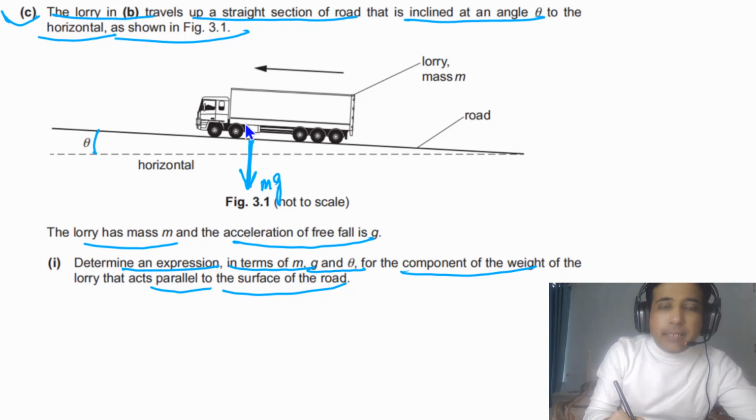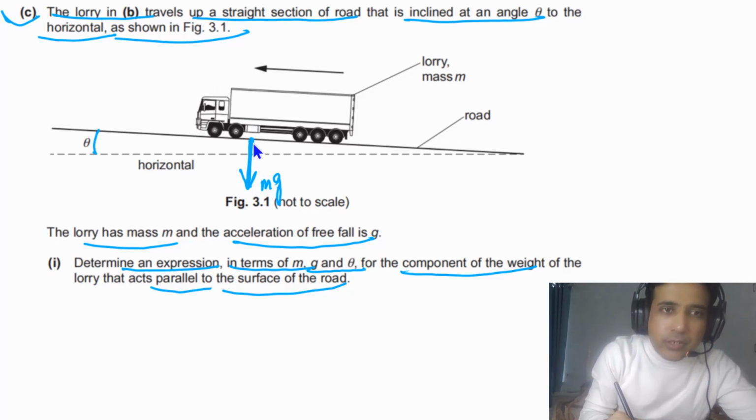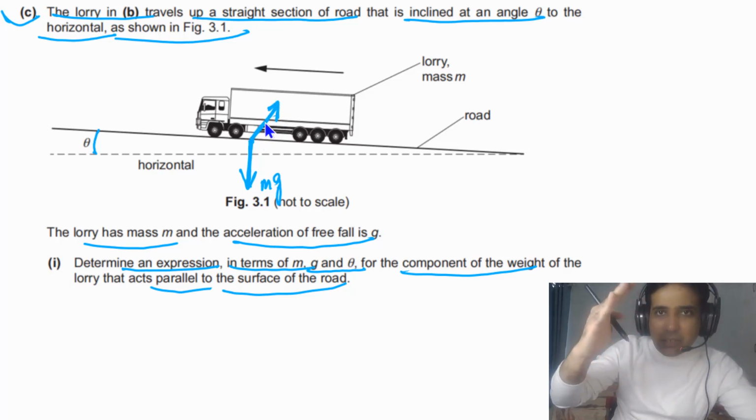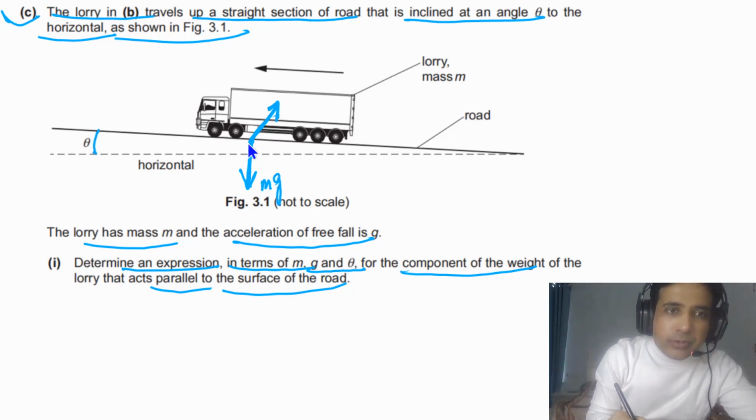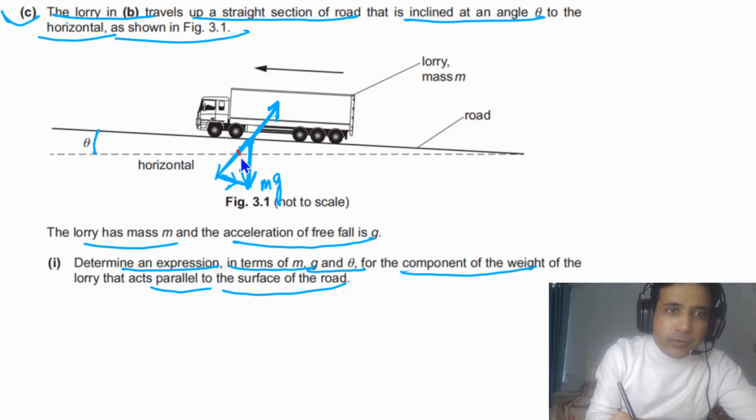As this lorry is not moving up and down, it means there is a force acting up here. So there is a normal reaction force. As this lorry is not moving up and down, it means there is a component of the weight that is acting opposite to that contact force. So here is a component of weight here, and there is also a component of the weight that is acting opposite to the direction of motion of this lorry. As in this case this angle is theta, so this angle is also theta.